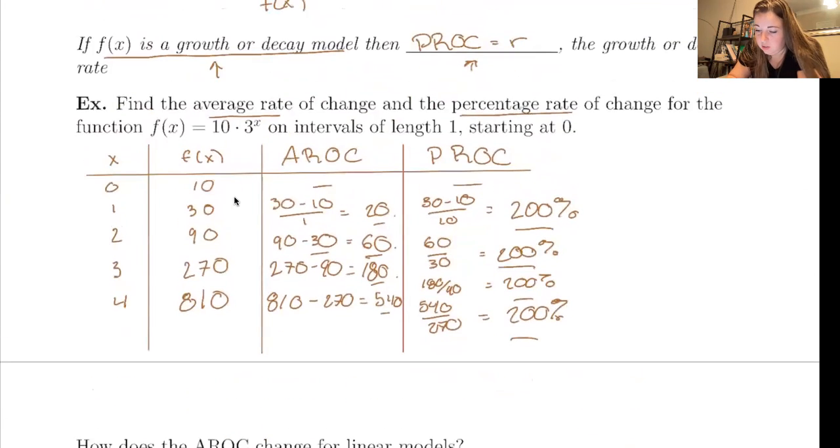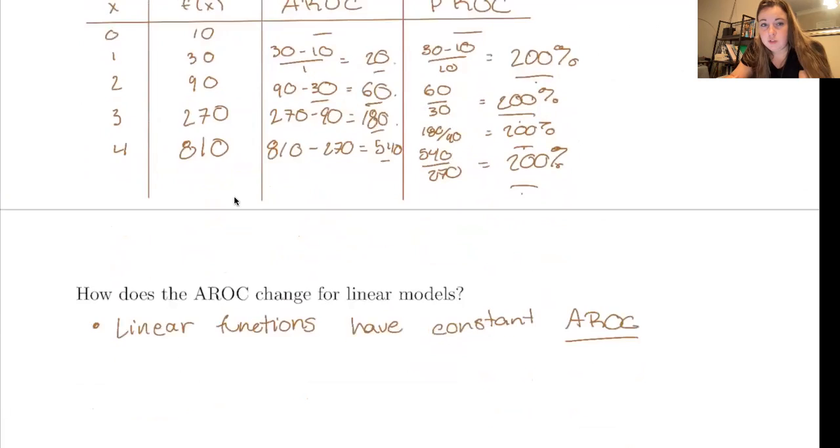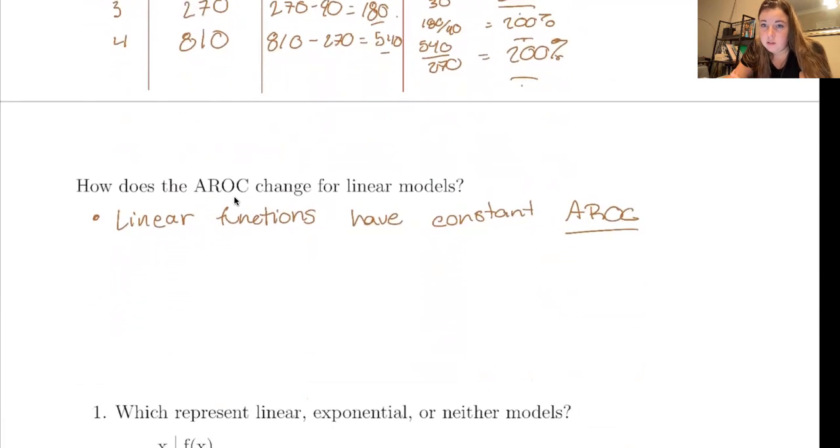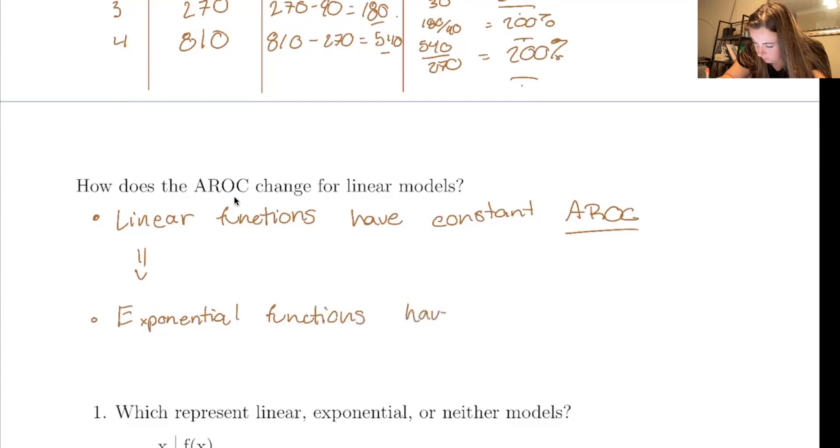And then we just saw from this exponential function that that's going to have percent rates of change, so that we can kind of take it one step further and say that exponential functions have constant percent rates of change.